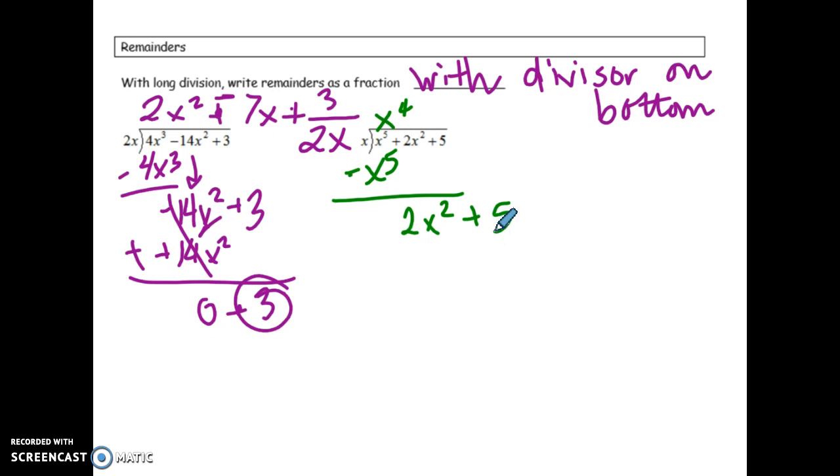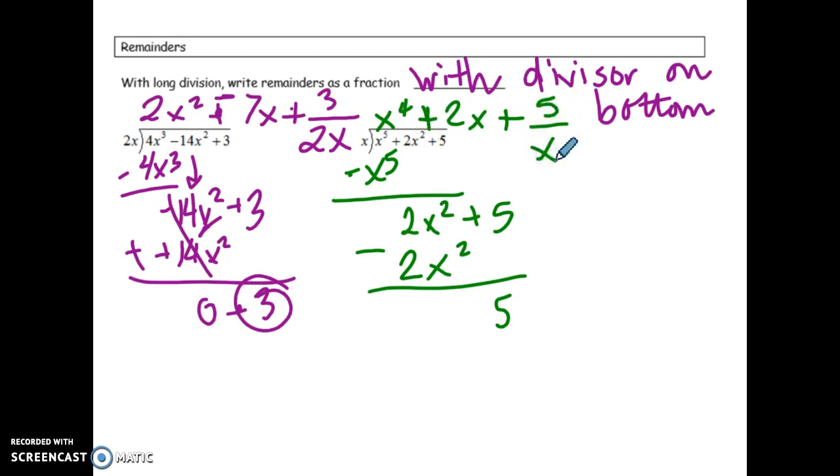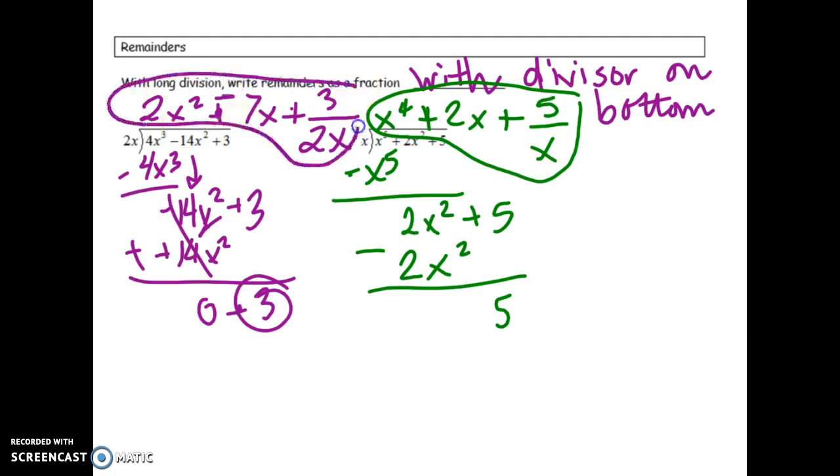So then x goes into 2x to the 4th, that would be 2x times. So 2x times x is 2x squared. So I subtract those and it cancels. Perfect. And I bring down my 5. X goes into 5. It doesn't. So that becomes plus 5 over x. So that is my answer for this division problem. My handwriting is horrible in this.